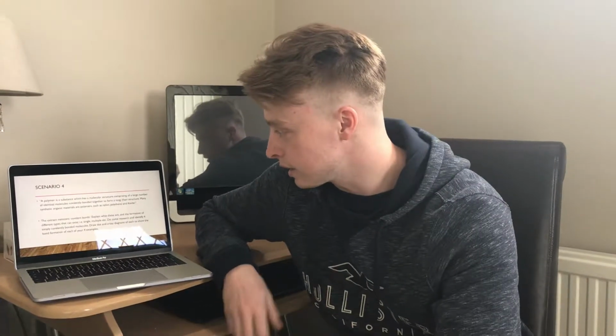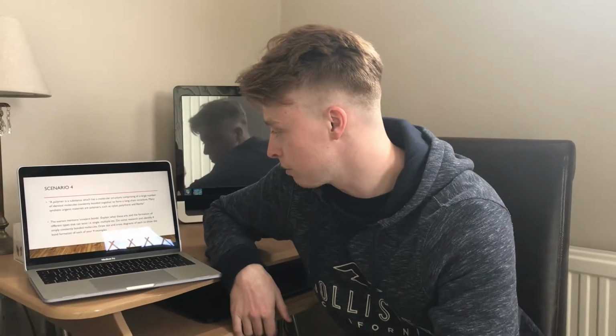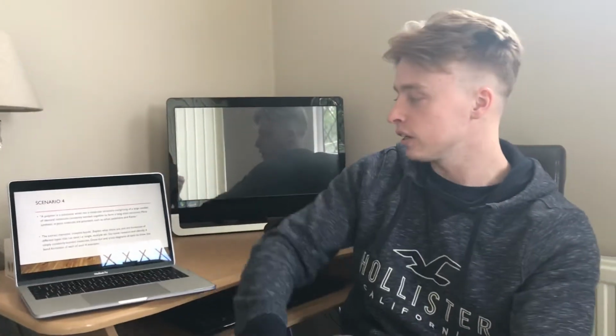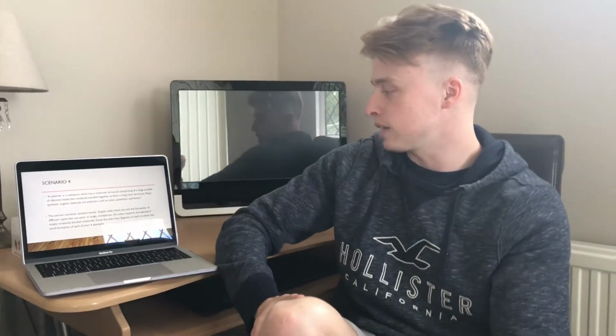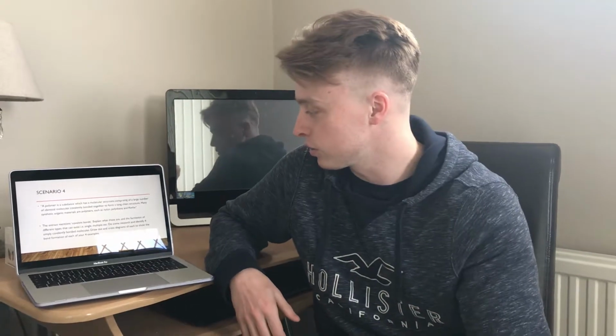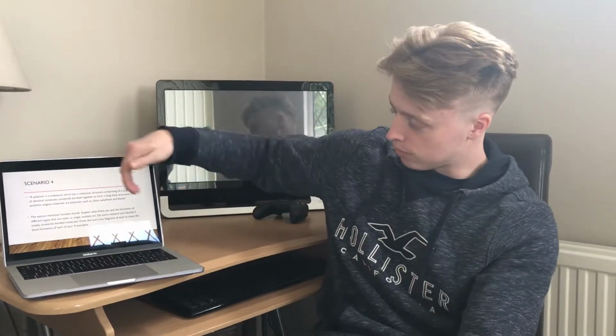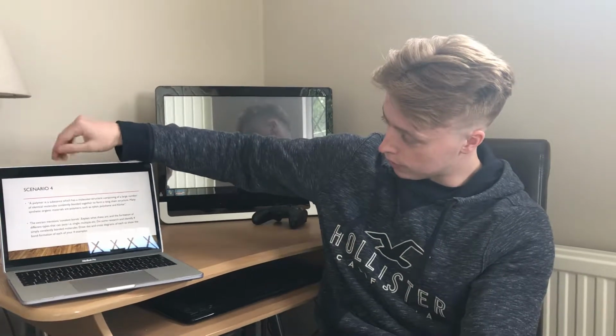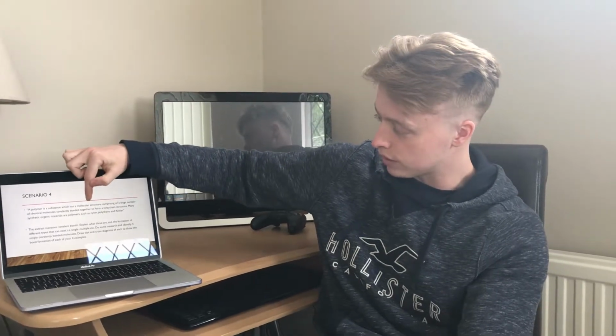So it says a polymer is a substance which has a molecular structure comprised of a large number of identical molecules covalently bonded together to form a long chain structure. Many synthetic organic materials are polymers, such as nylon, polyethylene and Kevlar. So this isn't massively important. The point we're looking at right now is covalently bonded together.